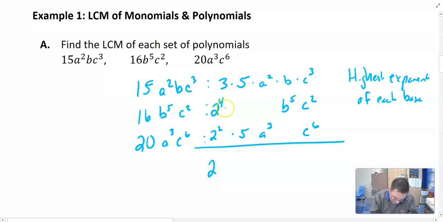and its highest exponent is 4, so we got 2 to the 4th. There is a single 3, so we've got to bring it all the way down and through. There's a pair of 5s here, but neither have a power, so we'll just have a 5.